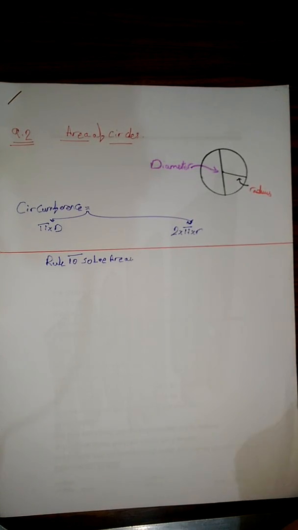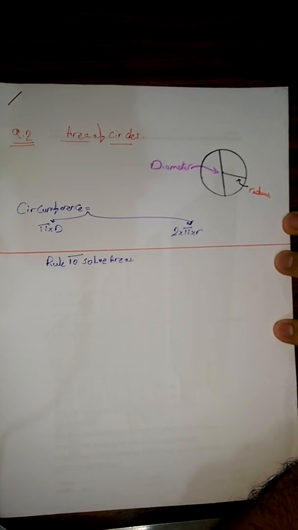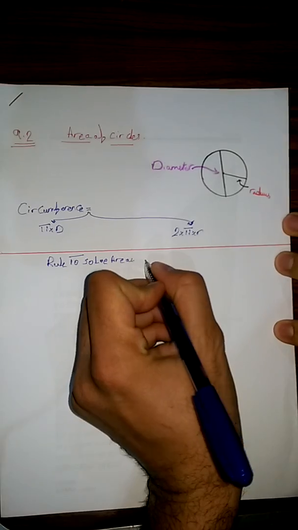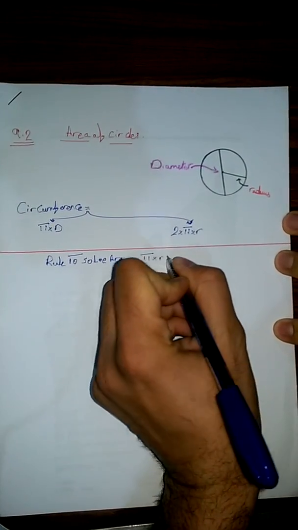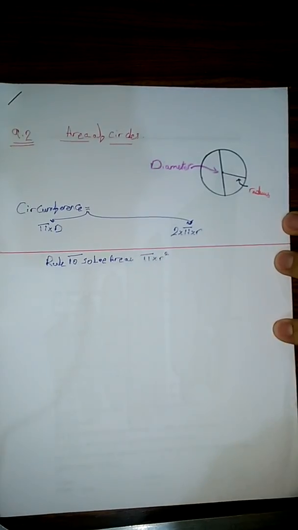The advantage of the area of circles is that we work using only one rule, which is pi times r to the power of 2.